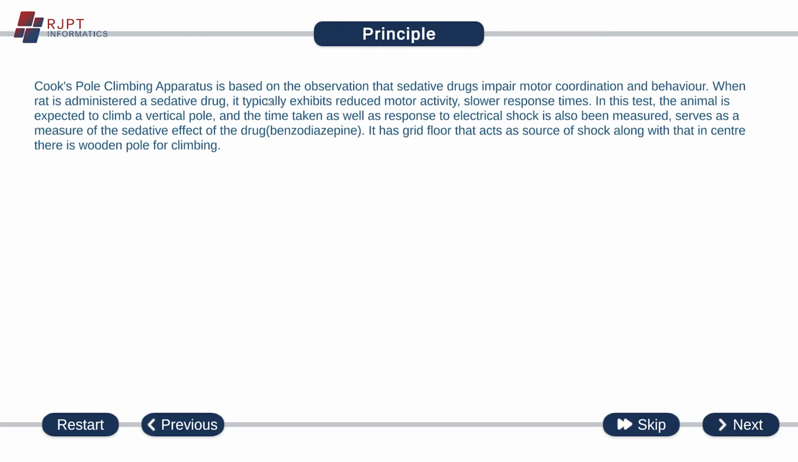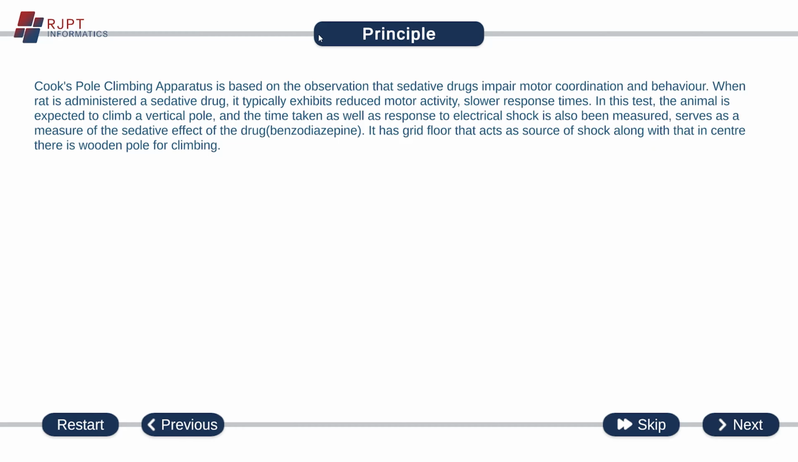The Cook's pole climbing apparatus is based on the observation that sedative drugs impair motor coordination and behavior. When a rat is administered a sedative drug, it typically exhibits reduced motor activity and slower response times. In this test, the animal is expected to climb a vertical pole, and the time taken as well as the response to electric shock is measured. This serves as a measure of the sedative effect of the drug benzodiazepine. The apparatus has a grid floor that acts as a source of shock. Along with that, in the center, there is a wooden pole for climbing.